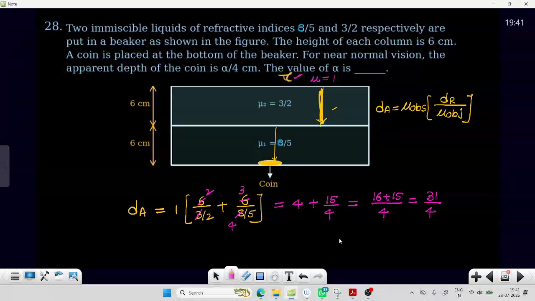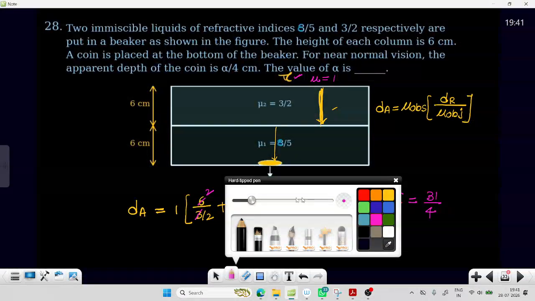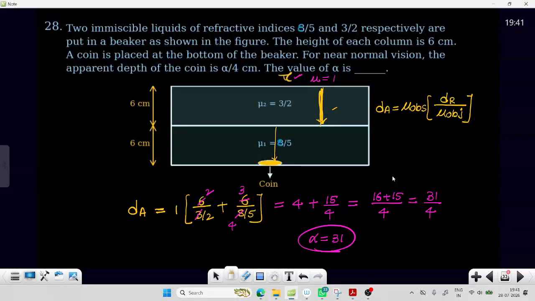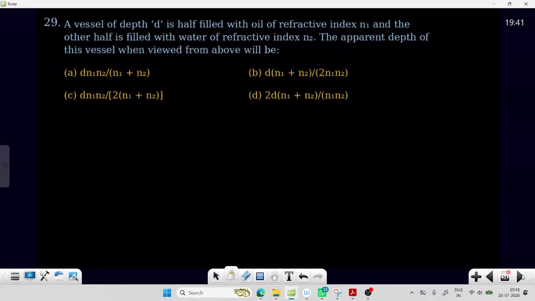They are asking to find alpha. So how much is the alpha value? Tell me now. 31. Okay. Next, tell me this one.